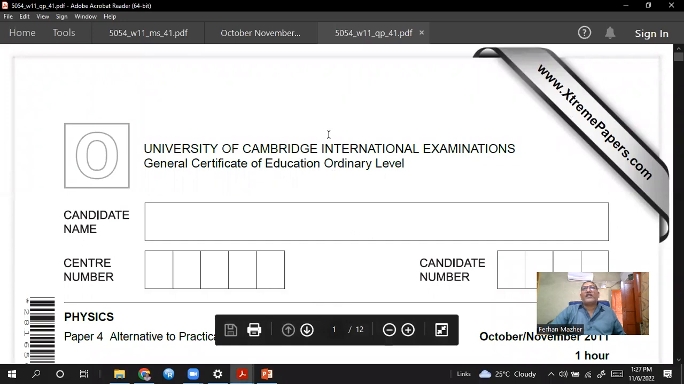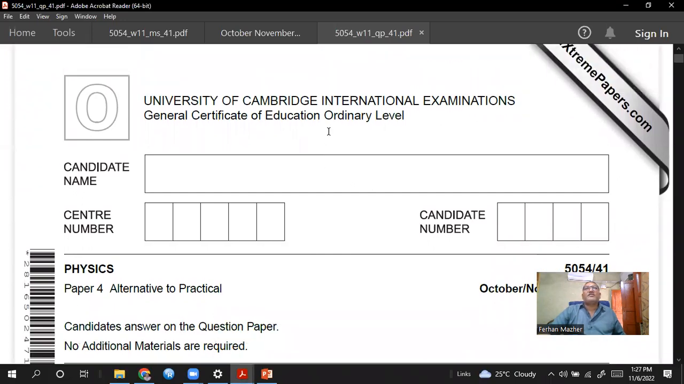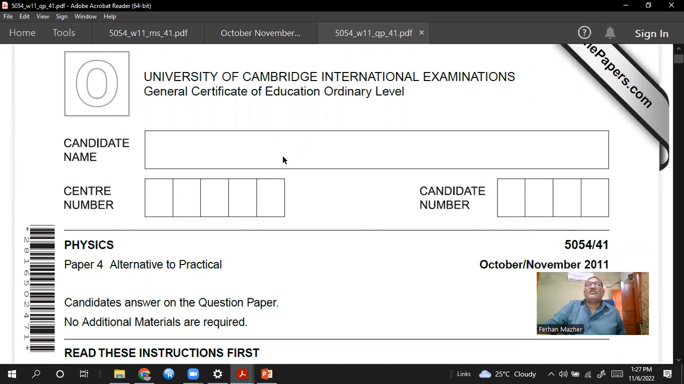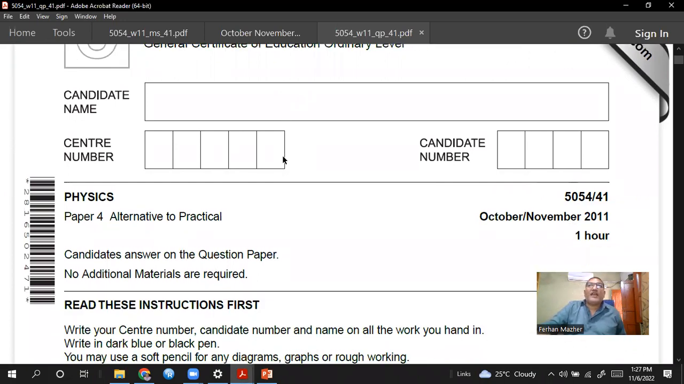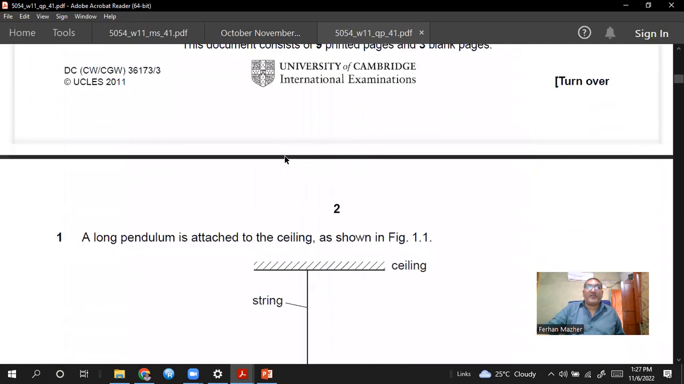On your screen, the paper showing up is the University of Cambridge International Examinations, General Certificate of Education, Ordinary Level. So we have the October-November 2011 4-1 paper. We call it paper 4. The time allowed is 1 hour. Total marks are 30.